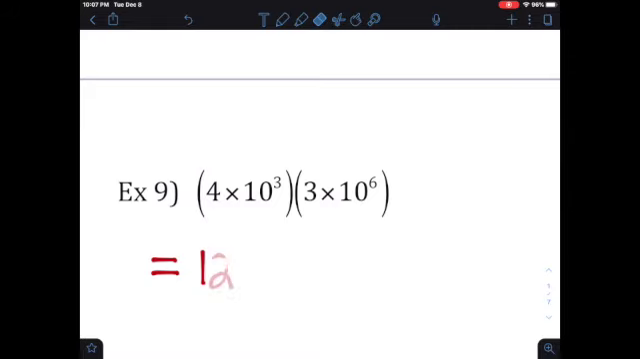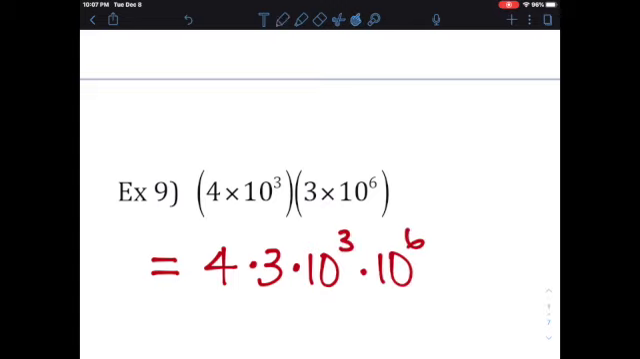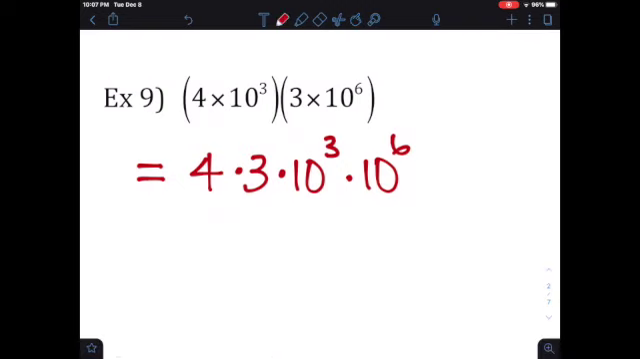Or let me split it up so you can see. If you split it up, this is like 4 times 3 times 10 to the third power times 10 to the 6th power. When you do that, you understand that if the base is the same and you are multiplying, you add the exponents. So 4 times 3 is 12 times 10 to the 9th power. Now the problem here is that it is a 12. And because it's a 12, you know that is not scientific notation.